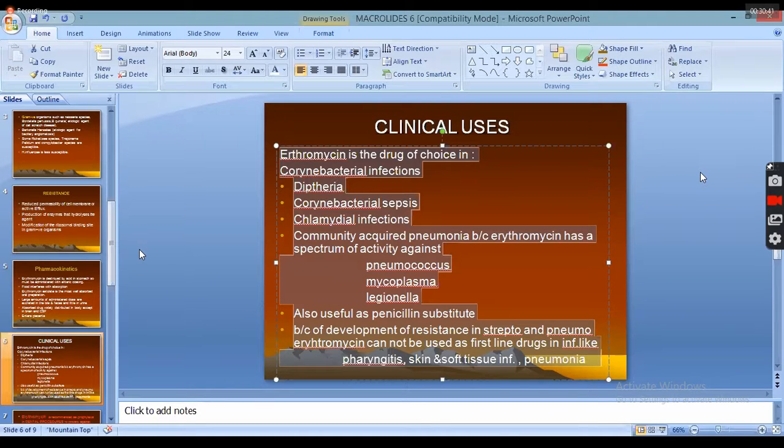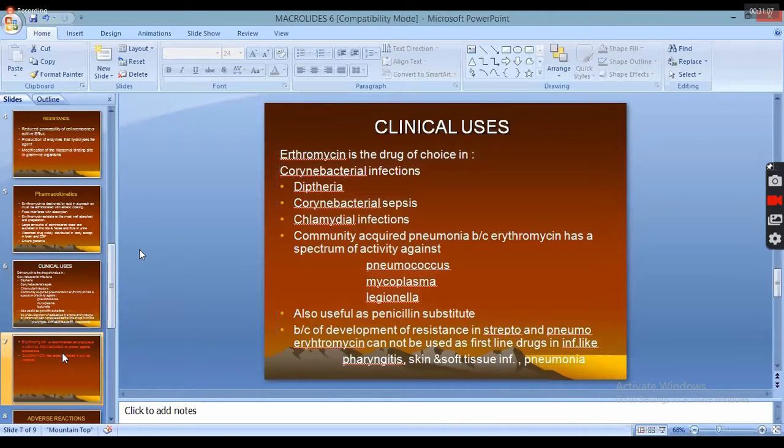So we can never give it as a first line drug if penicillin is available and the person is not allergic to penicillin. So in pharyngitis, soft tissue infections, boils, skin infections, and otitis externa, that is ear infection, you would always give penicillin. If the person is allergic to penicillin, only then it can be used as a substitute to penicillin. Okay, so let's see.